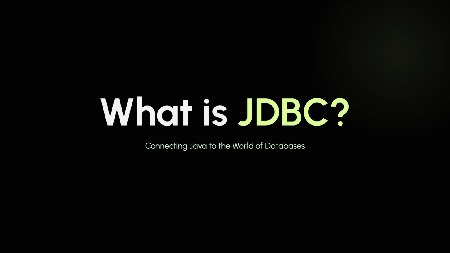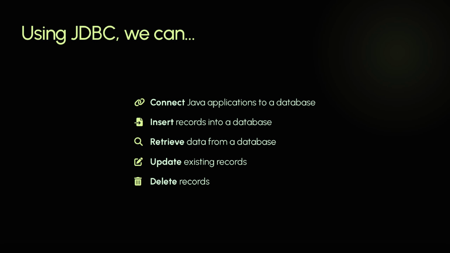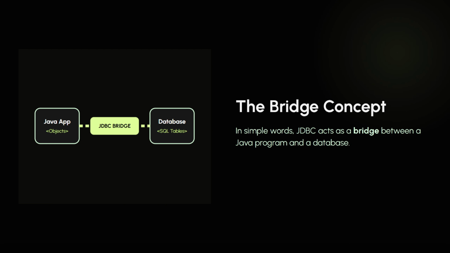First, what is JDBC? JDBC is a Java technology that allows Java applications to communicate with databases such as MySQL, Oracle, PostgreSQL, SQL Server and many others. Using JDBC, we can connect a Java application to a database, insert records into a database, retrieve data from a database, which means read data from the database, update existing records, and delete records. In simple words, JDBC acts as a bridge between a Java program and a database.